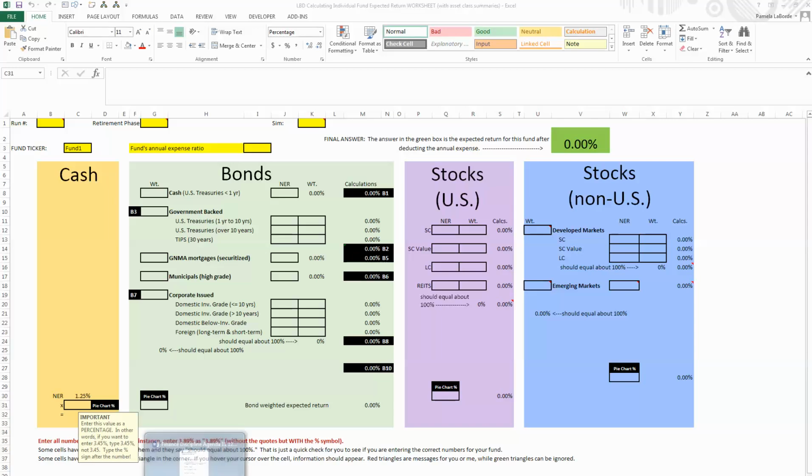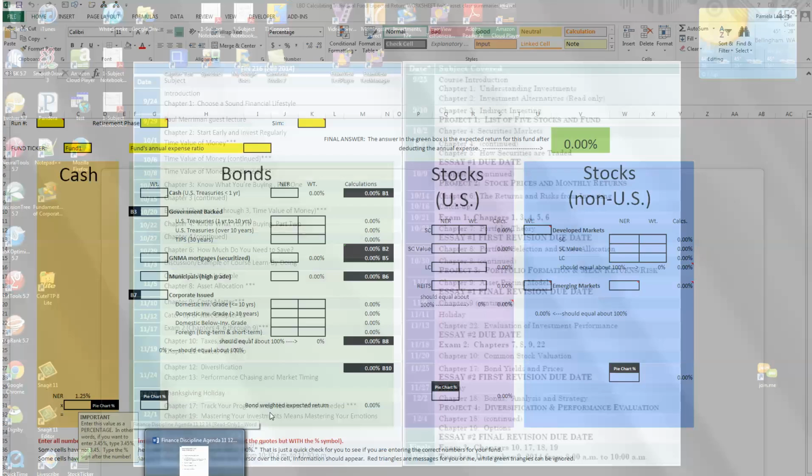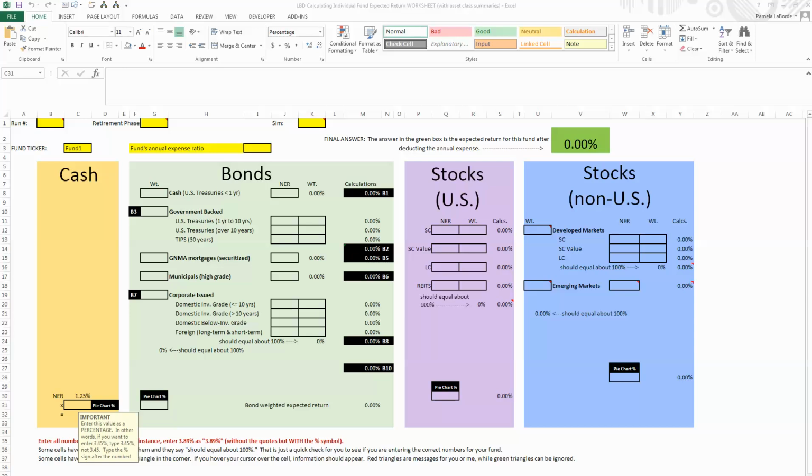I want to show you how to obtain data from Morningstar to complete the calculation of an individual fund's expected return for the Learn by Doing.